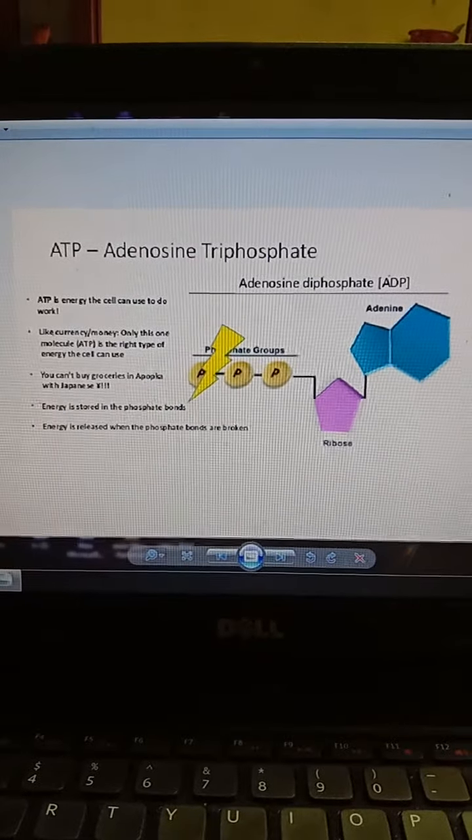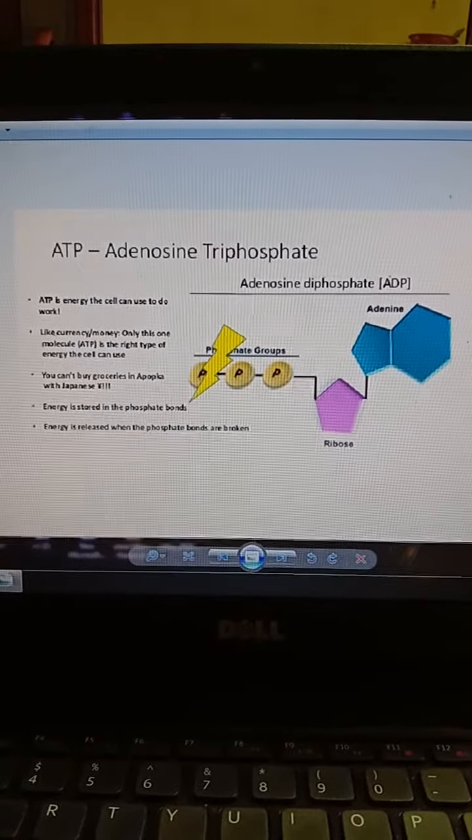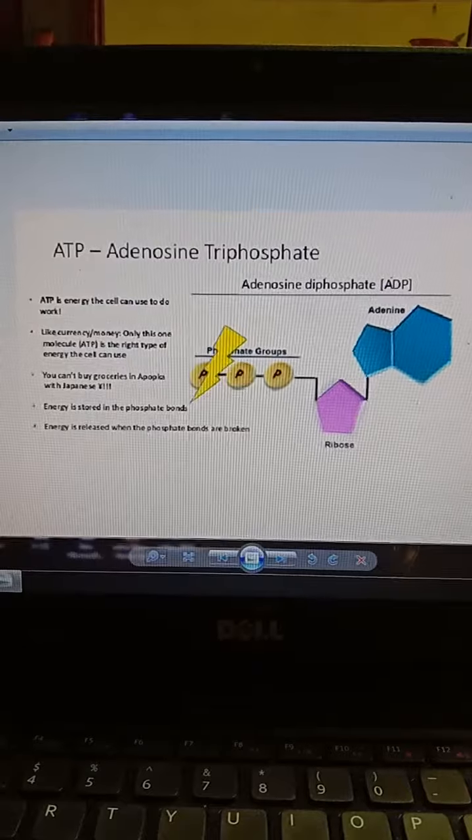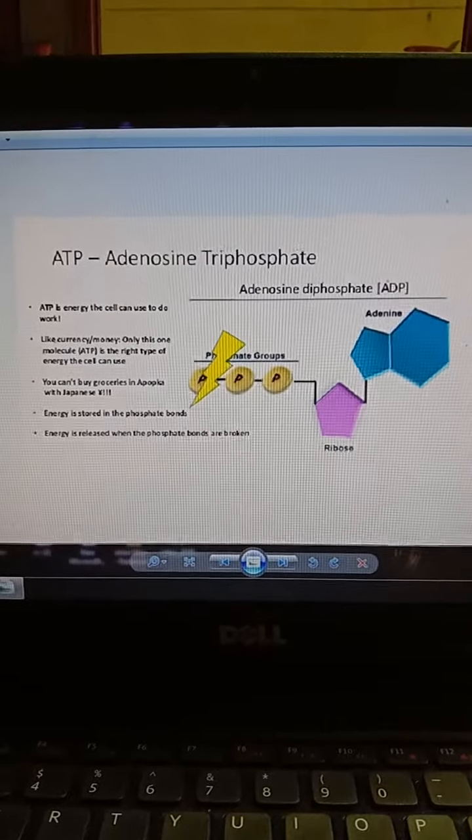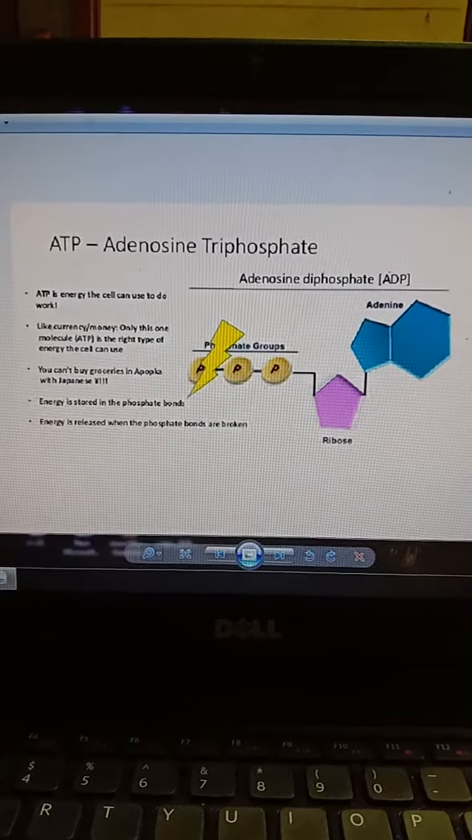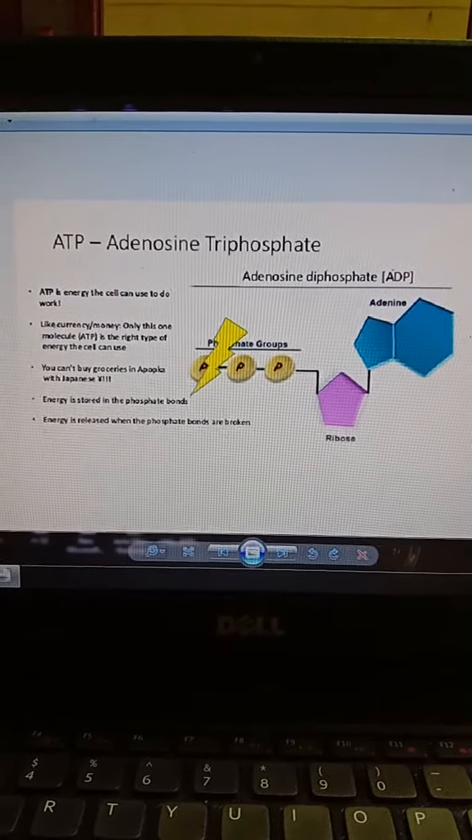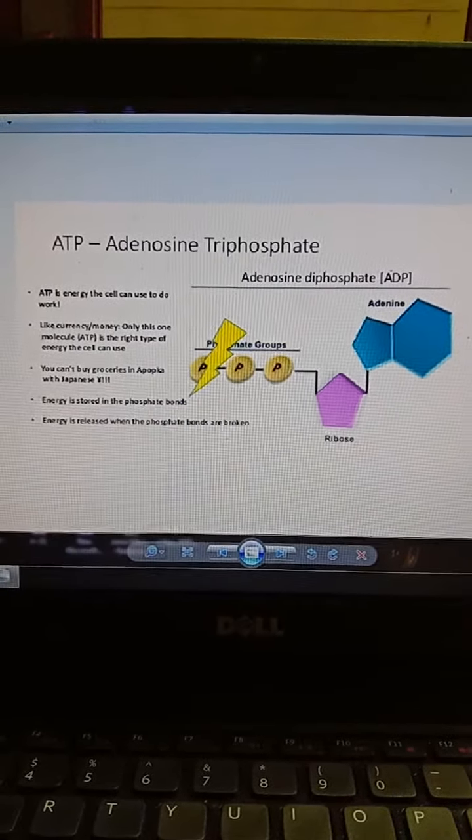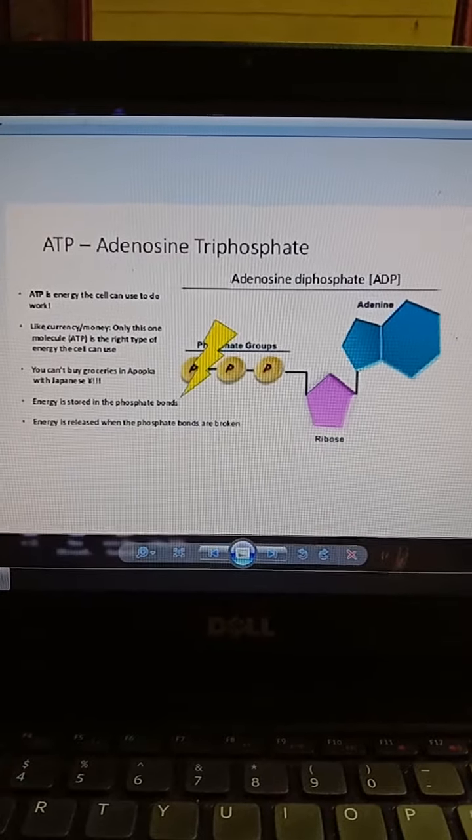Good morning, students. Today I'll be discussing question number 17, that is, write a short note on adenosine triphosphate or ATP. So we know ATP is the energy-containing compound which produces energy in our body. The full form of ATP is adenosine triphosphate.